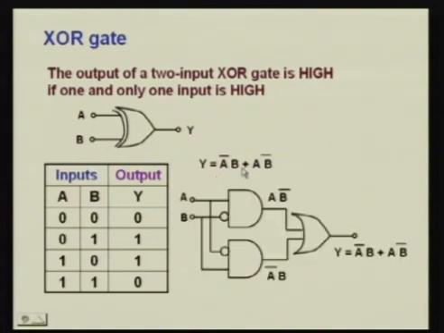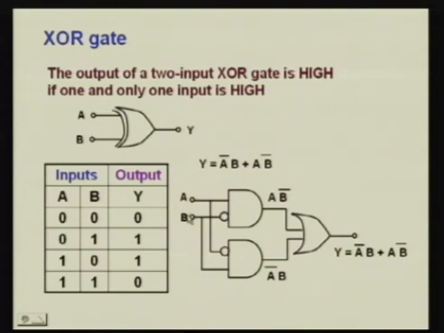Now how can we realize this Y, the output of the XOR gate, the exclusive OR gate, using AND gates and OR gates? As I told, AND and OR gates are basically the basic building blocks.